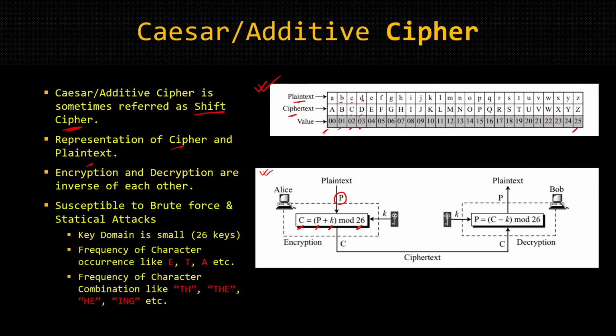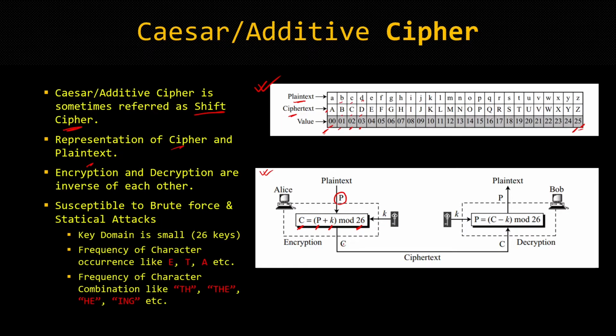Now why are we modding it with 26? Because we need the ciphertext to always remain between 0 and 25, right? You see the values are from 0 to 25. That is why we do a mod operation with 26, so that the ciphertext that is generated will have a value from 0 to 25.